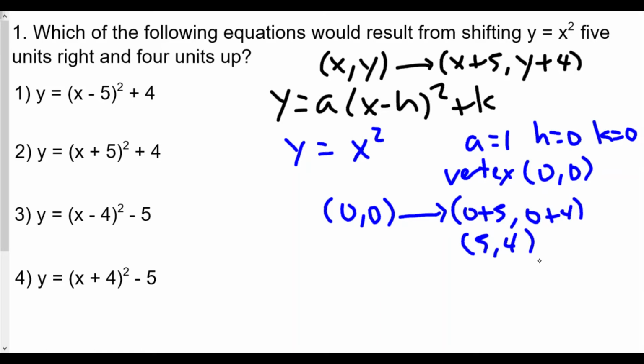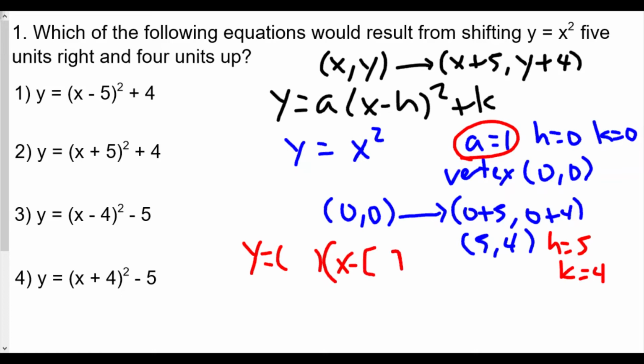Now, what we're supposed to do at this point is plug into our vertex form, and our a value is still 1. Here our h value is 5, and our k value is 4. So when we plug into our formula, y equals a times x minus h squared plus k, we're plugging in 1 for a, 5 for h, and 4 for k.